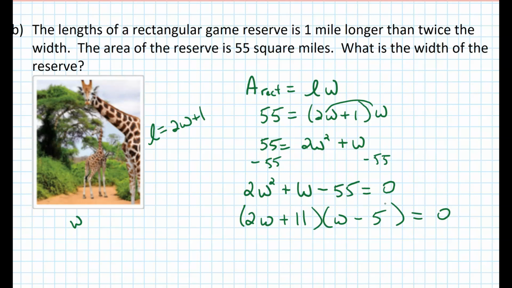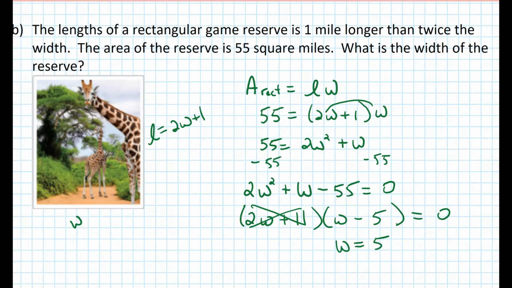And so what happens when I go to solve this first one, 2w plus 11? What are we going to get? Negative 11 halves. Can we have a negative width? No. Which means what does the width have to equal? 5. All right.